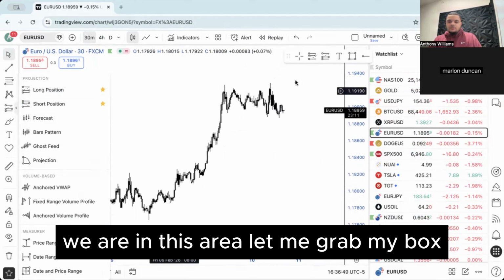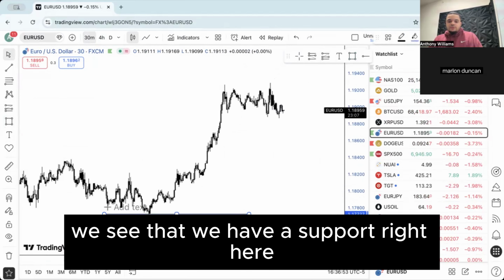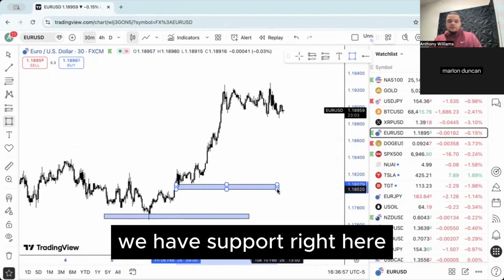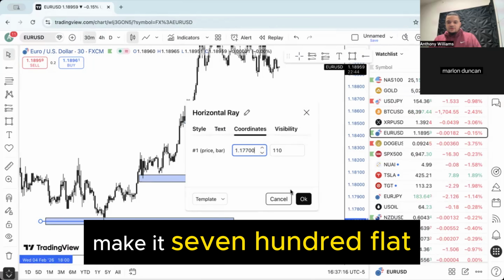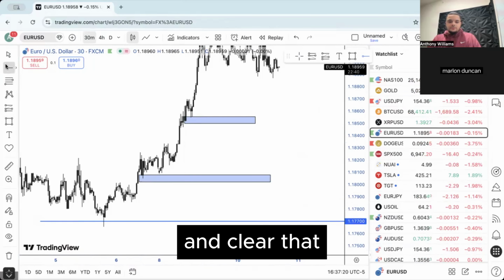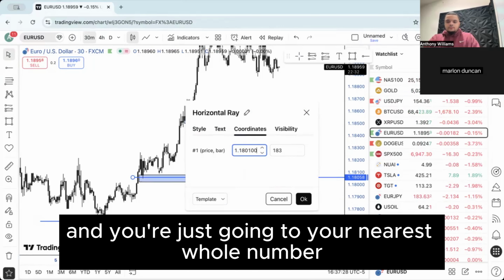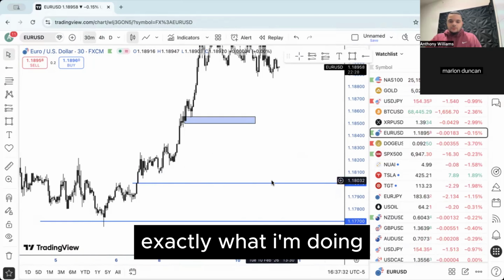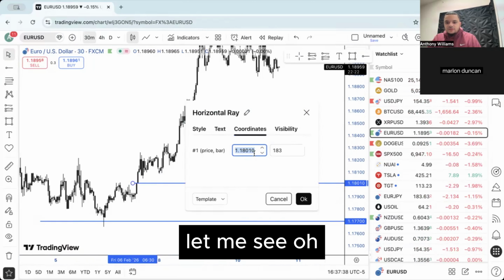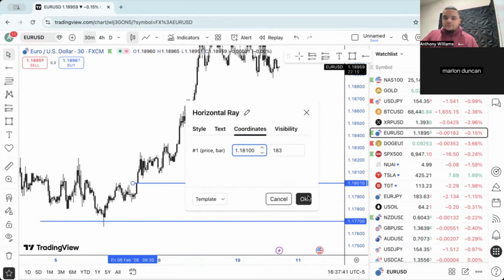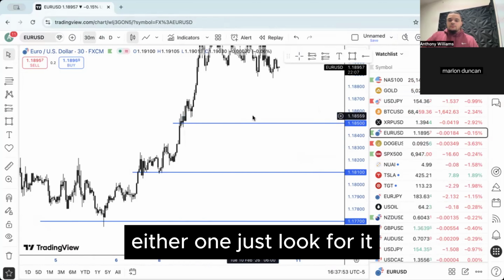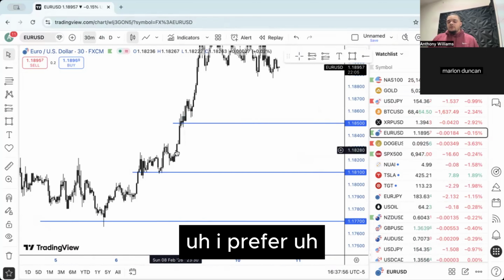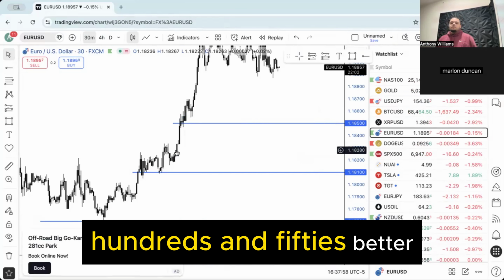Let me grab my box. We see that we have a support right here. We have support right here. And we have support right here. And let me grab horizontal line. Make it 700 flat. We'll clear that. And you're just going to your nearest whole number. I did something wrong. Let me see. Oh, that's why. 100. And it could be quarter, it could be halves, or it could be 100. Either one. Just look for it. I prefer hundreds and fifties better.